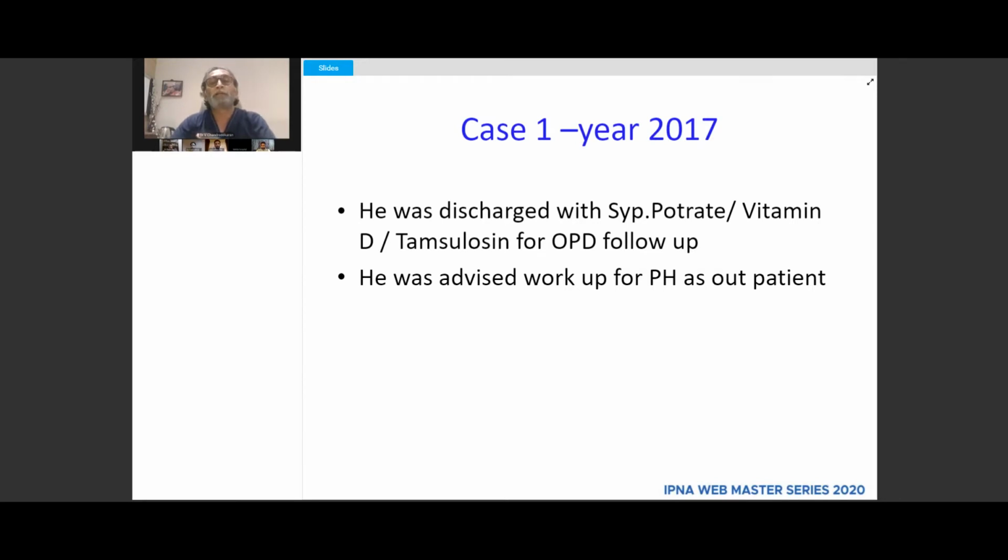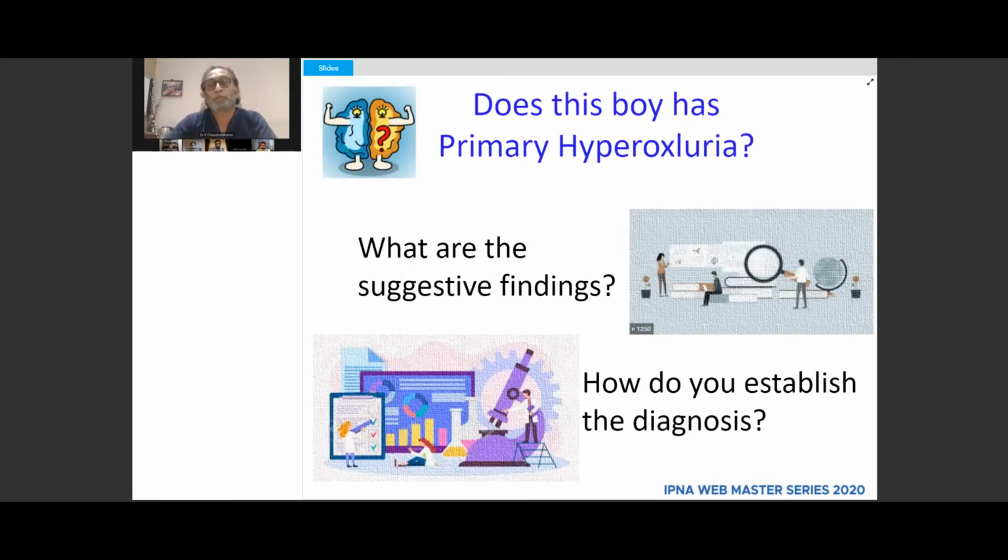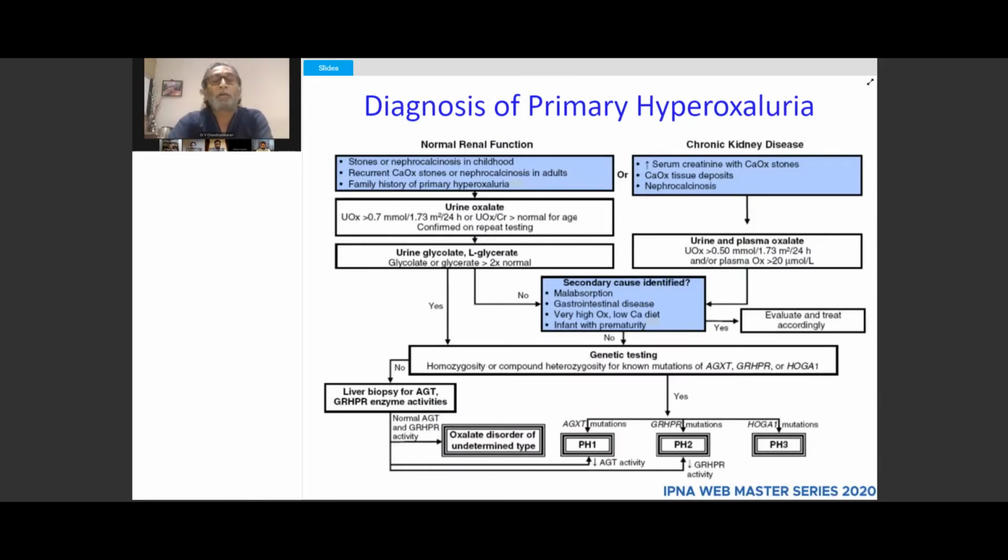So does this boy have primary hyperoxaluria? What are the suggestive findings to show that he has primary hyperoxaluria, and how can you establish the diagnosis if you have some suggestive findings? This is a simple pictorial table which we normally follow.